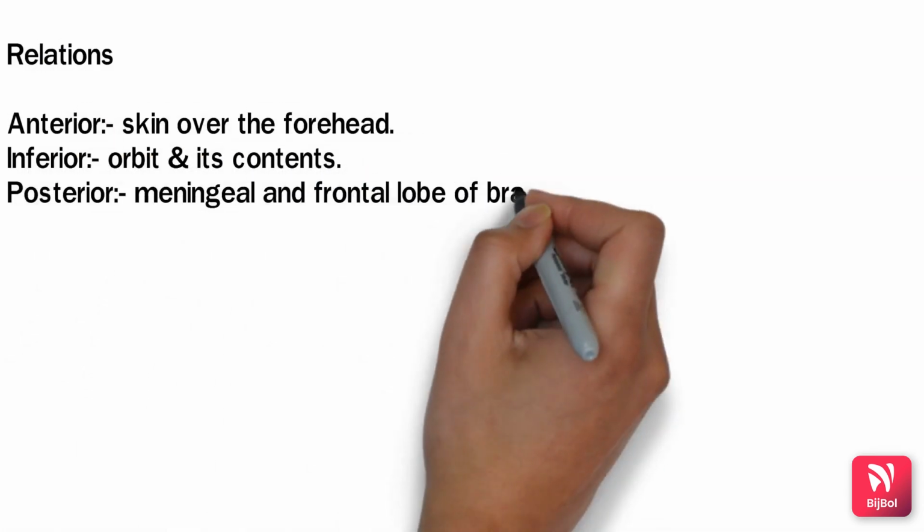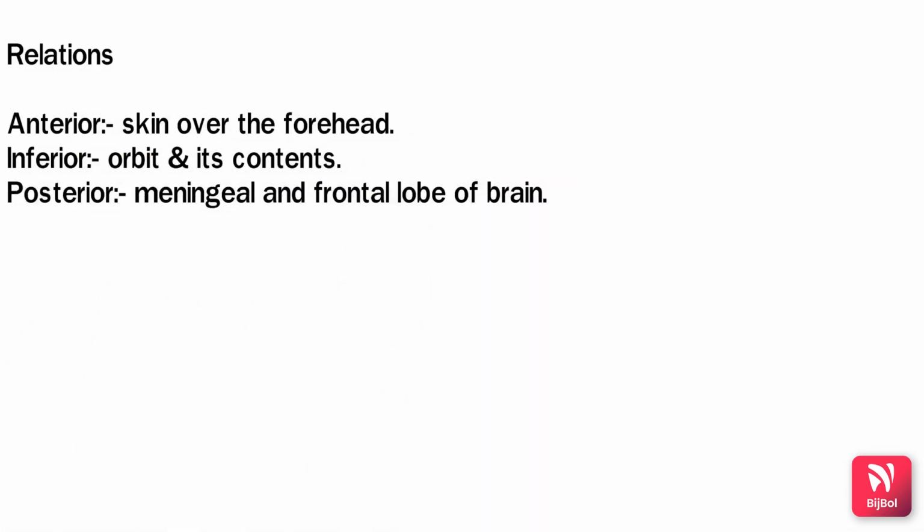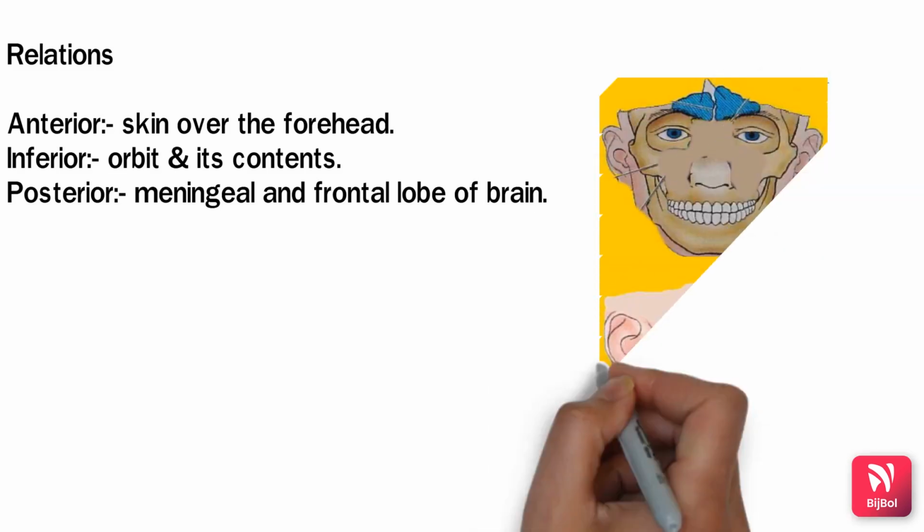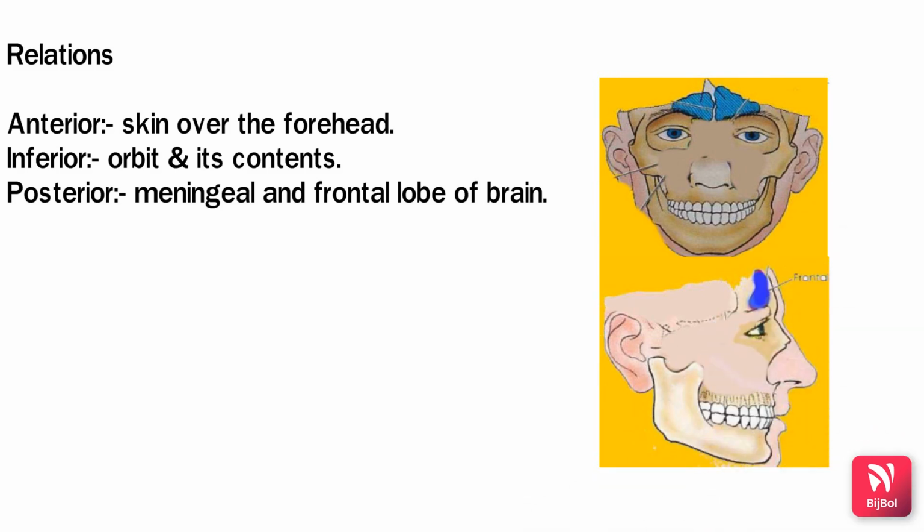Next comes the relations. Anteriorly, it lies over the skin over the forehead. Inferiorly, it lies over the orbit and its contents. Posteriorly, it relates to the meninges and the frontal lobe of the brain. You can see in the diagram its relations. Anteriorly is skin over the forehead, inferiorly is the orbit and its contents, posteriorly is the meninges and frontal lobe of the brain. These are the relations of frontal sinus.